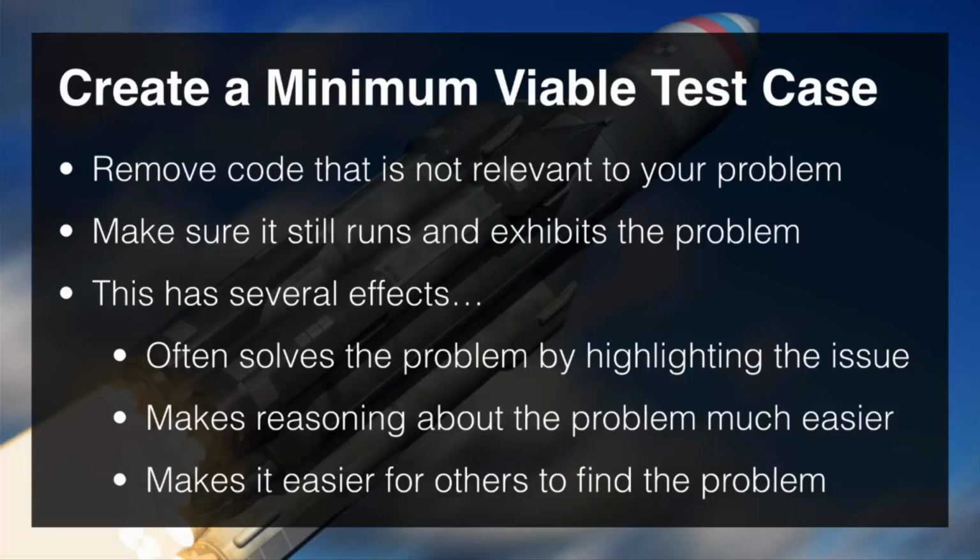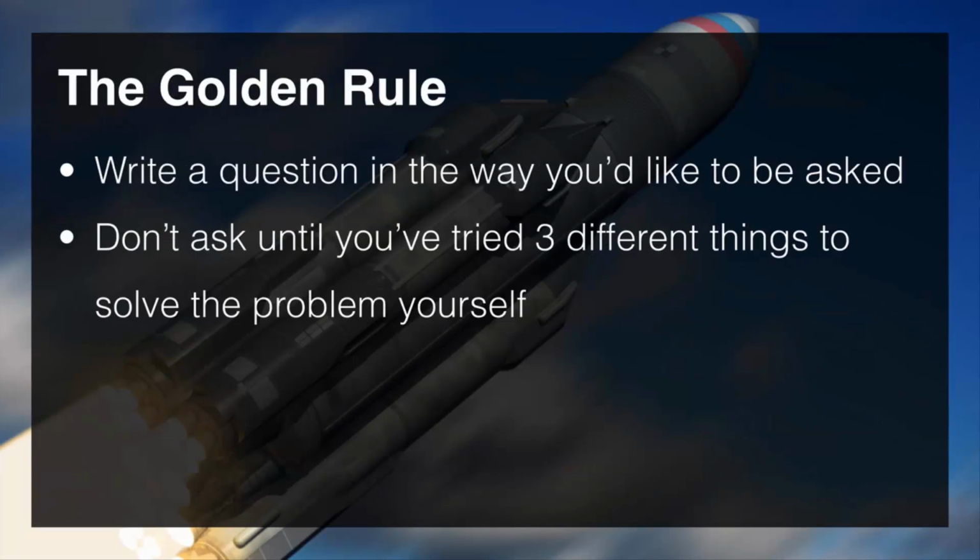You need to make sure that what you're sharing still exhibits the problem, all right? And still has the problem. So it's a fully working piece of code that only includes code that's relevant to your problem. It's a lot easier to reason about small code samples than large ones, and it's easier for other people to find the problem as well. So the golden rule is write a question the way you'd like to be asked, and don't ask until you've tried 3 different things to solve the problem yourself.